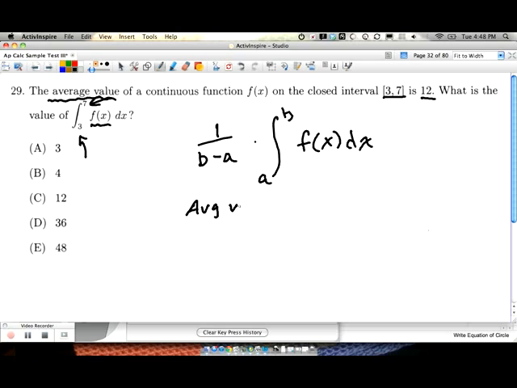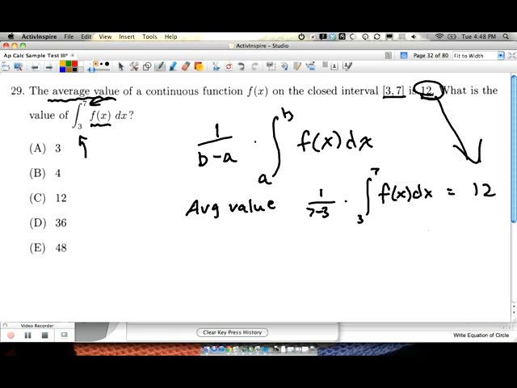It says the average value is 12. Notice that they told us that it equals 12. So we're going to say 1 over 7 minus 3 times the integral from 3 to 7 of f of x dx. They're going to say this equals 12. So that's what we're saying here, that it's equal to 12. So if I simplify this a little bit, that means 1/4 of this piece here equals 12. The integral from 3 to 7 of f of x dx equals 12.